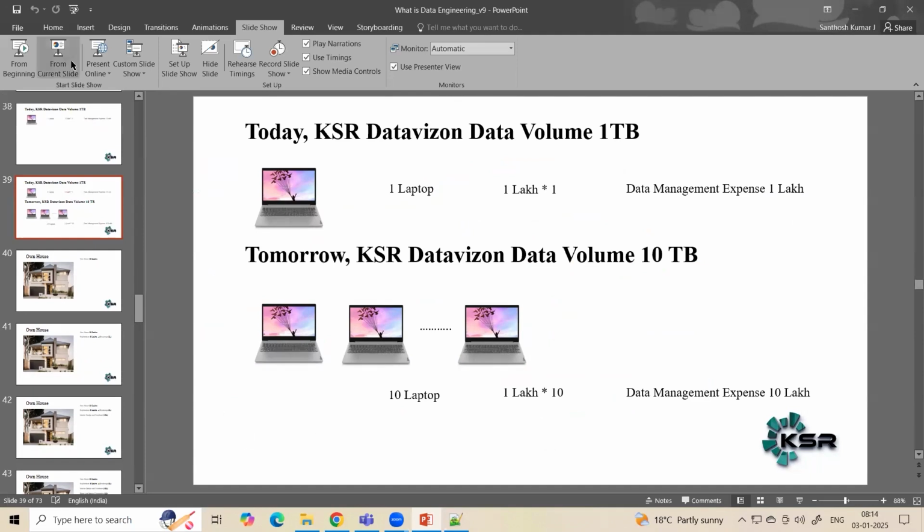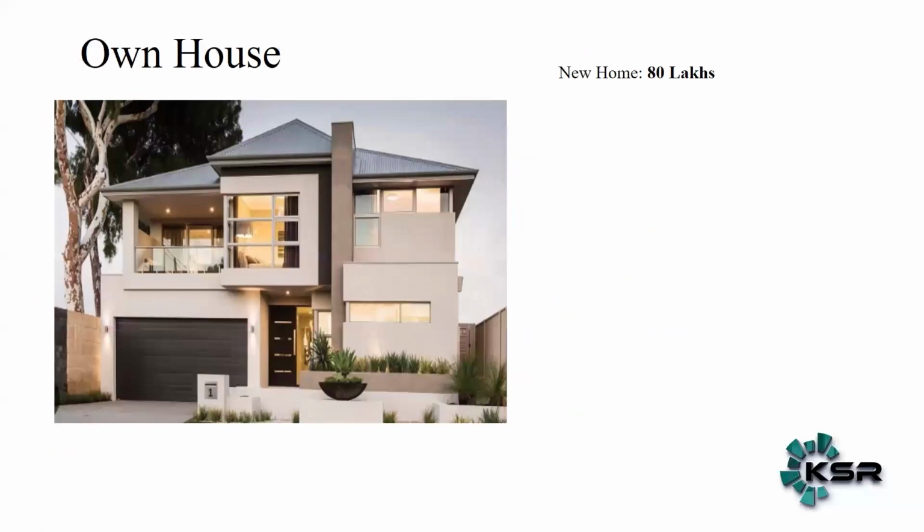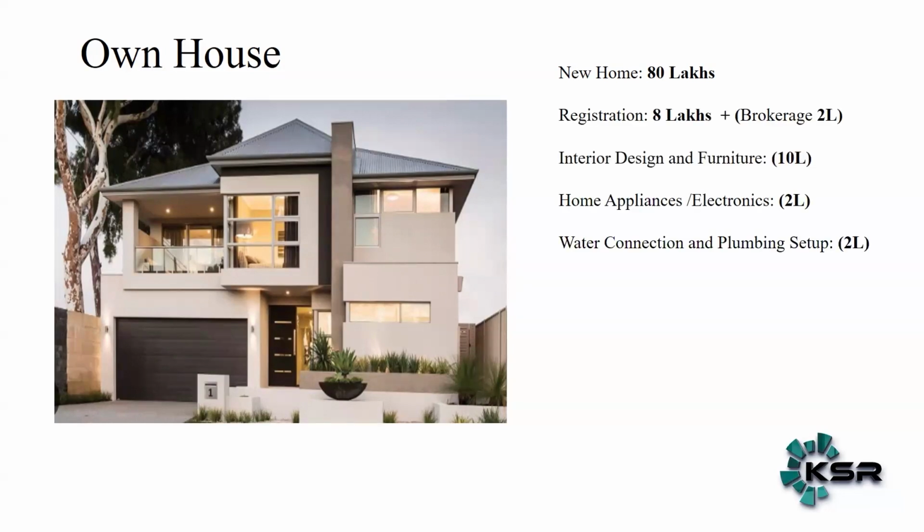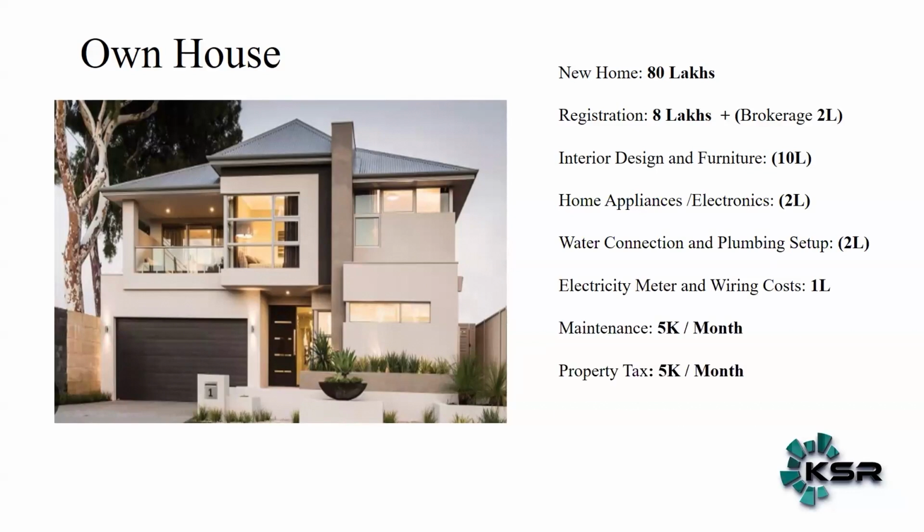And that is where I gave an example yesterday. Buying your own house is like buying an on-premises system. This is the older version, right? People buying on-premises software, installing it in your personal machine. It's like buying your own house. Investments, registration, interior, applications, then again extra amount. Of course, I have to pay monthly also. Initial investment is also there. It's the same as an own house.